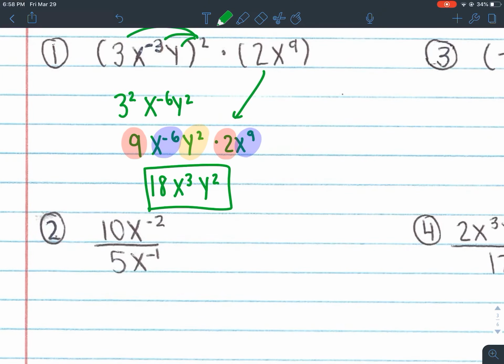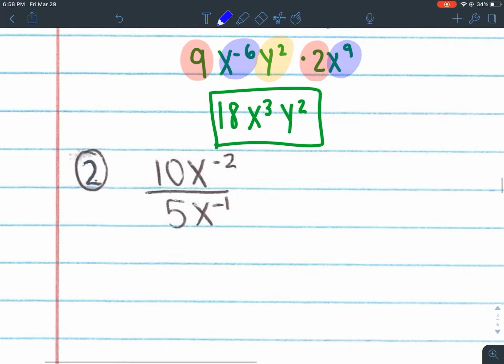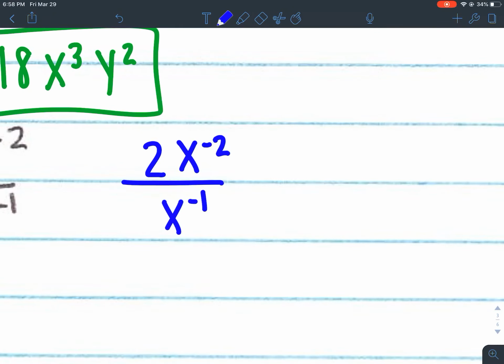Okay? Number 2. There's one of 2 things that you could do here to start off. I'm going to go ahead and divide 10 divided by 5. I know that's positive 2 over 1. You don't have to write the 1, so I'm just going to write the 2 at the top. Okay, and I notice I have negative exponents here, so I'm going to go ahead and flip them. So I'm going to move the x to the negative 1 to the top, and then x to the negative 2 to the bottom. So I'm going to have 2x to the first over x squared.